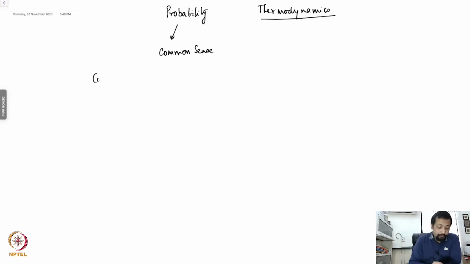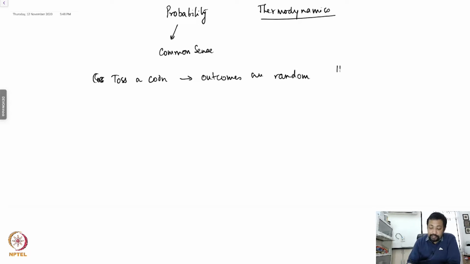For example, if you toss a coin, then you know that the outcomes are random, right? So there is a certain probability of getting a head or getting a tail. Similarly, if you roll a die, let's say a 6-faced die, then the number that comes up is also random. The possible outcomes are 1, 2, 3, 4, 5 and 6.